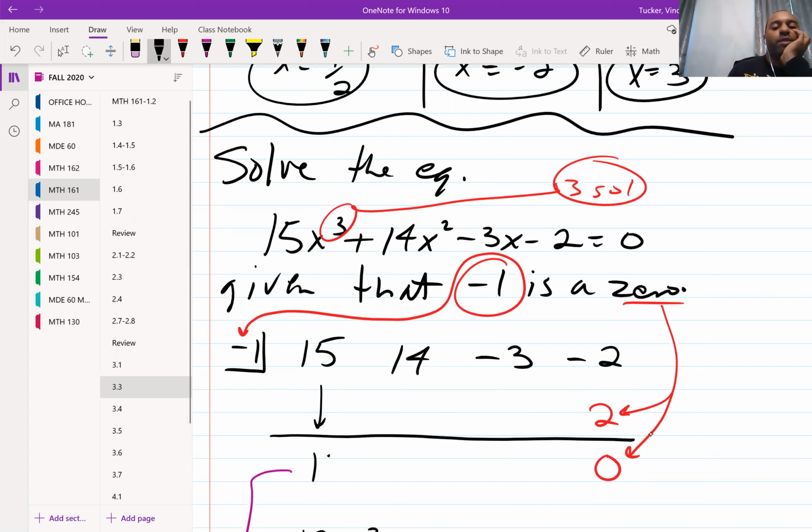So bring down your 15. -1 times 15 is -15. 14 and -15, add those together, you get -1. -1 times -1 is +1. Add -3 and 1 together, you get -2. Then -1 times -2 is +2. And we get our 0 when we add those two together.